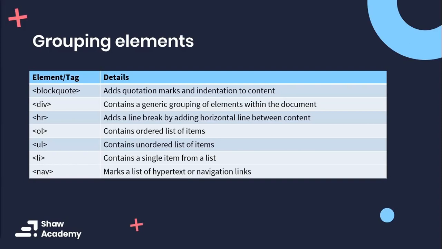So if you have 5 items in a list, you would have 5 list items for each item in that list. And then also we have the navigation element, and the navigation element is ideal for hyperlinking and creating text that you want to redirect to a different part in your website or a web page or even to an external page. And we will be working with the nav element shortly.